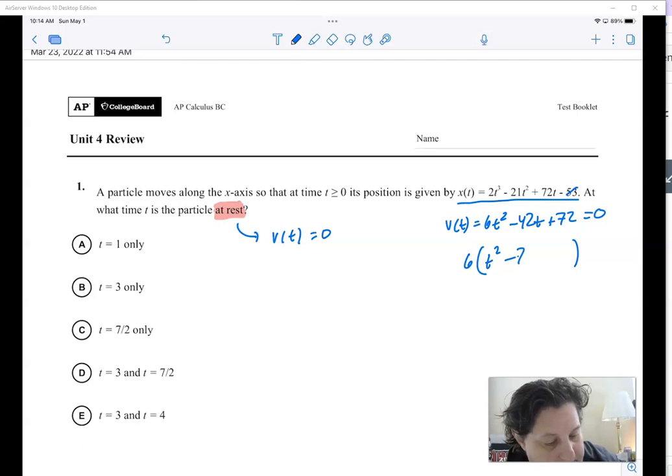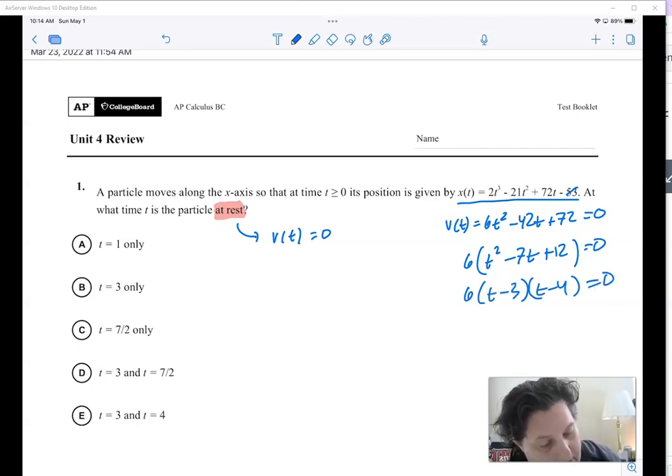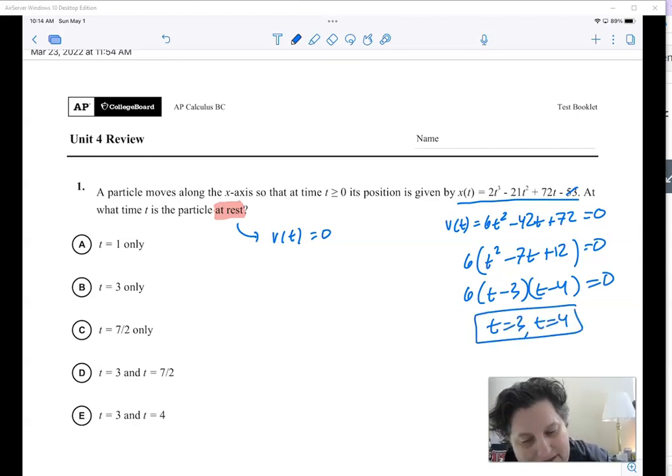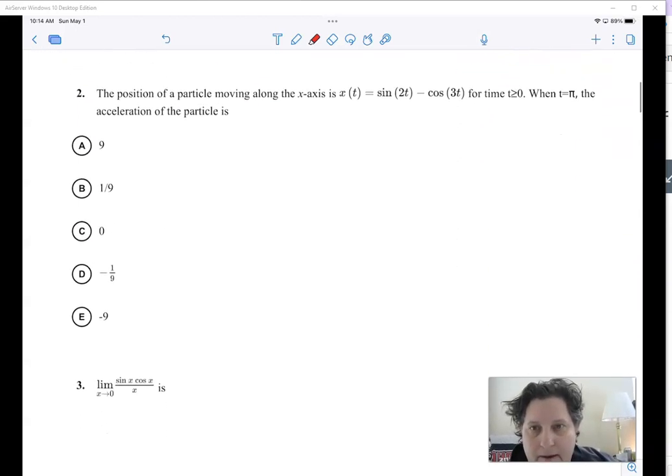Let's see, 42 divided by 6 is 7. 72 divided by 6, is it 12? I believe that's 12. Okay, and then I continue factoring this: t minus 3, t minus 4. And so at time 3 and time 4, the particle is at rest. It's greater than or equal to 0, and those are both greater than or equal to 0. All right, perfect.